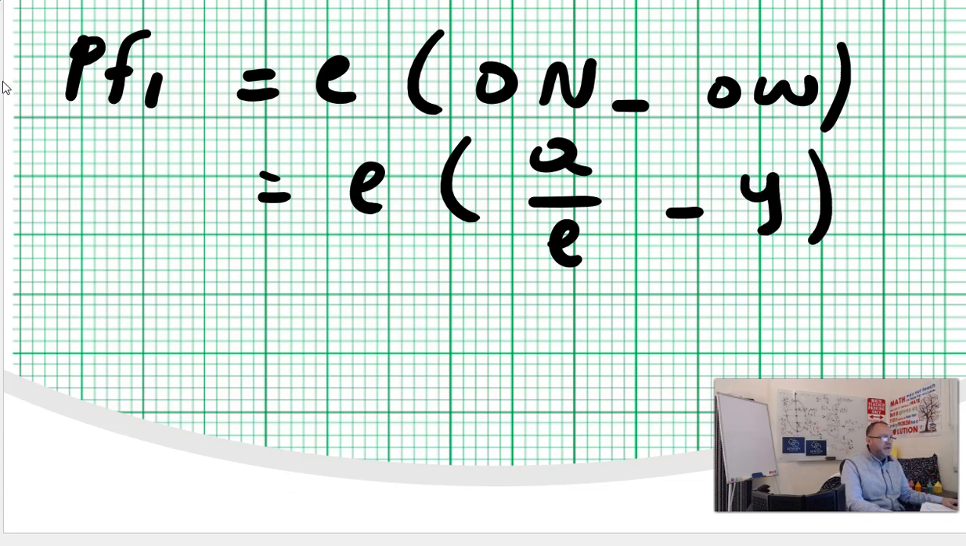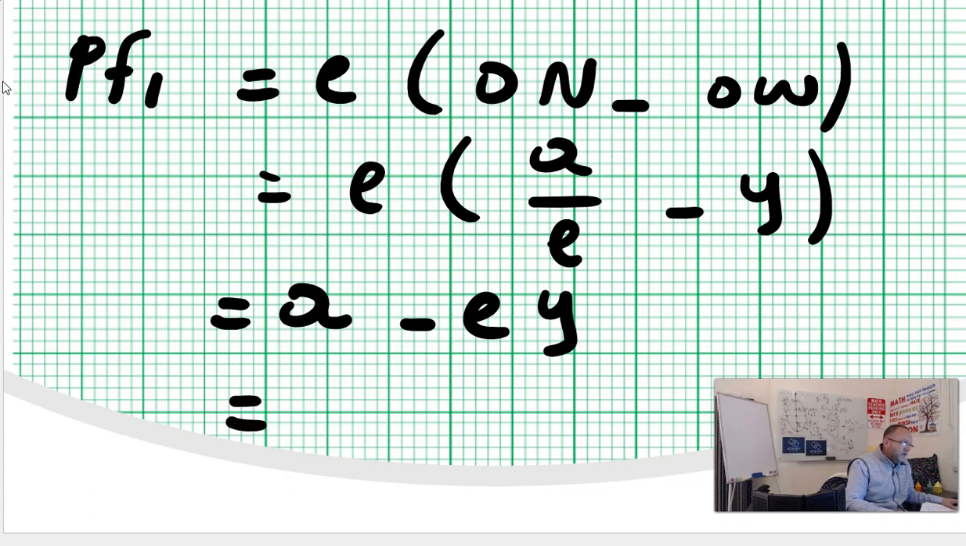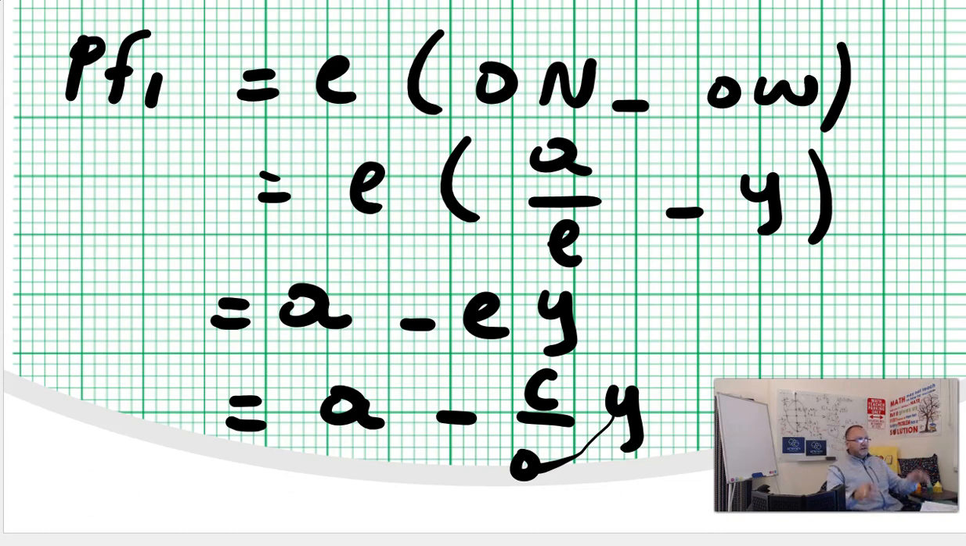I'm not playing with X's. W is the projection of P on the Y axis. Exactly. So this equals A minus E times Y. And if you want to, A minus C divided by A times Y in your book. So when it's vertical, that's how you do it.